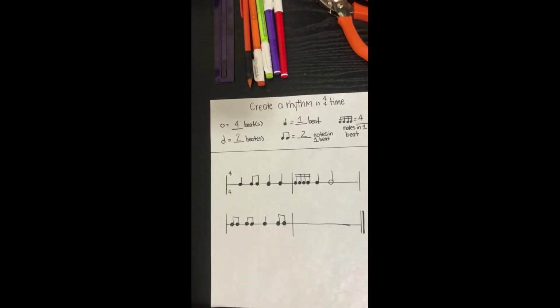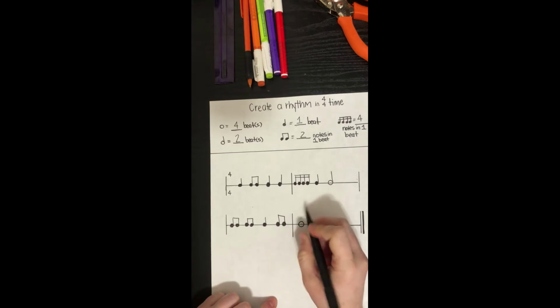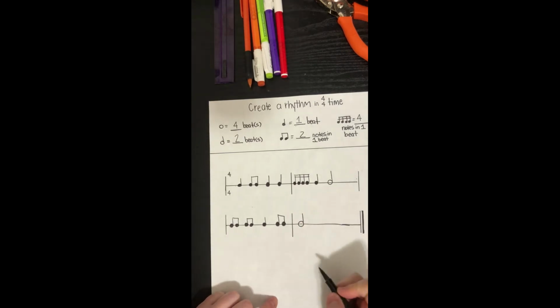Let's see what I want my last measure to have. Maybe I will put another half note and some quarters. If I use a half note, that only leaves me with 2 beats left. I think I would like to use 2 quarter notes for my 2 beats left. 1, 2. There we go. So that goes 1, 3, 4.